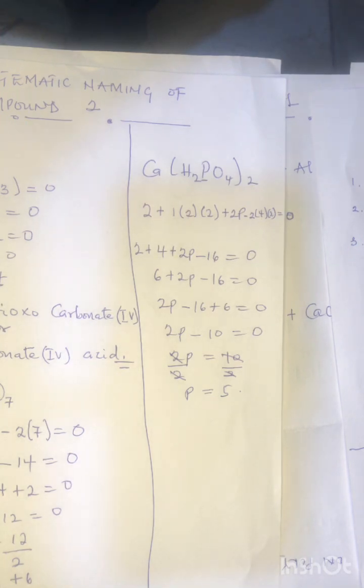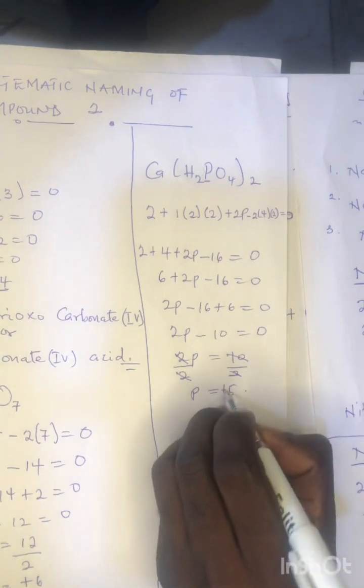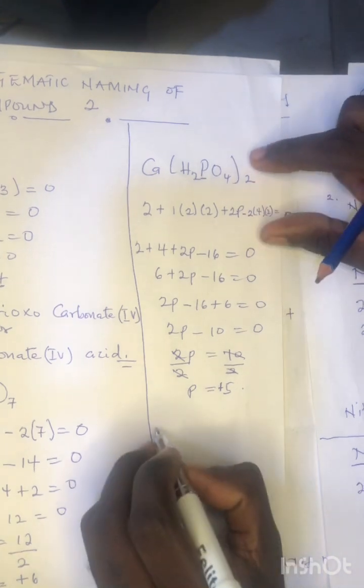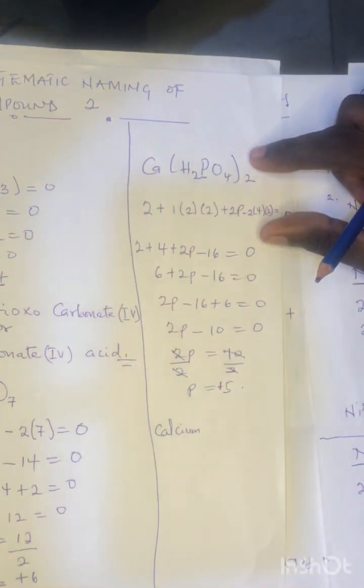And 5 in Roman numerals will give us V. So V there is 5. Now let's continue, so it's positive, so plus 5. Let's move on and find its systematic name. So how do I write this one? So I'll say calcium. So calcium is the first thing.